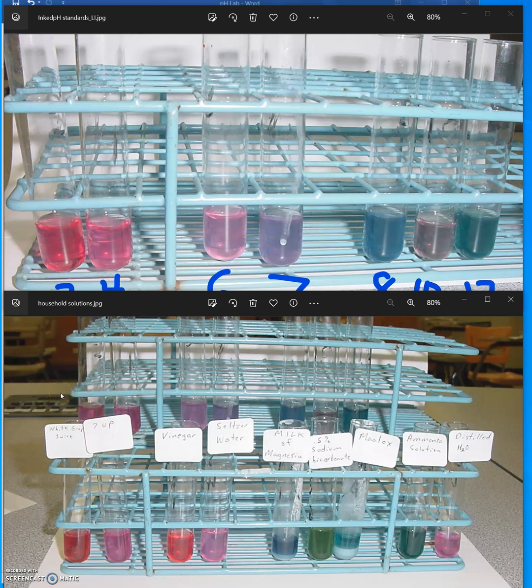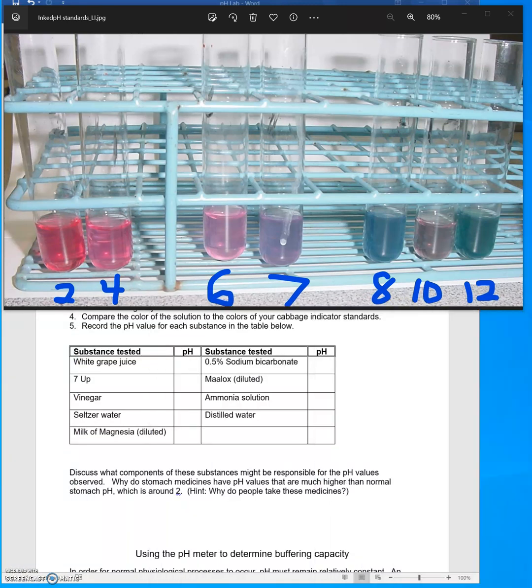If you think it's between two colors, then let's say you think it's between 2 and 4, you might say it's 3. That's fine. Just do the best you can and go with the color of the solution and not any sediment that you see in the solution. Disregard the sediment, just the color of the solution. So you will assign pHs to all these home-based solutions. And you'll complete that table, and that's one of the things that you'll submit.